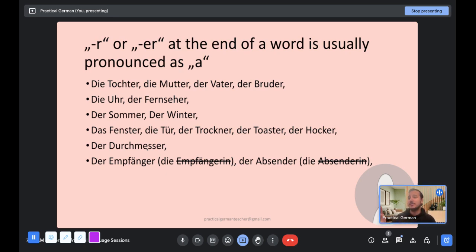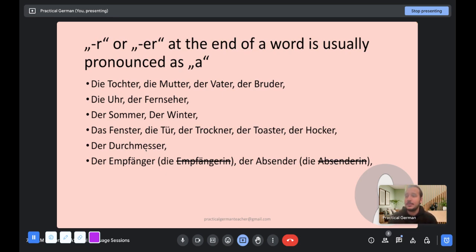Again, not relevant for you, but what do you think Messer means on its own? Just the word Messer. If I want to eat bread with jam, I need something to distribute the jam evenly on the bread. What do I need? Knife. Yeah. So Messer is knife. Continue.